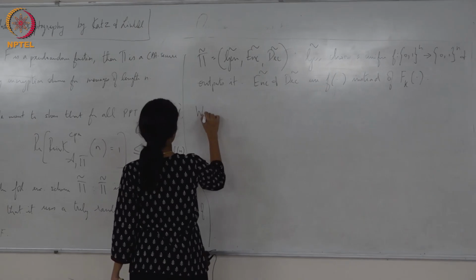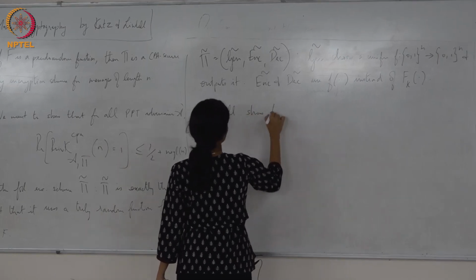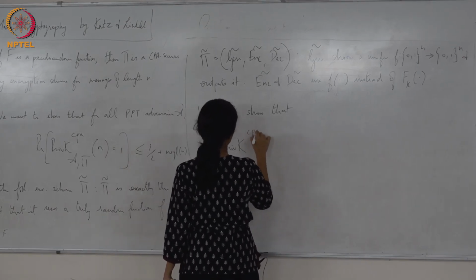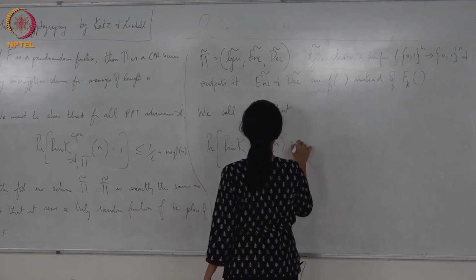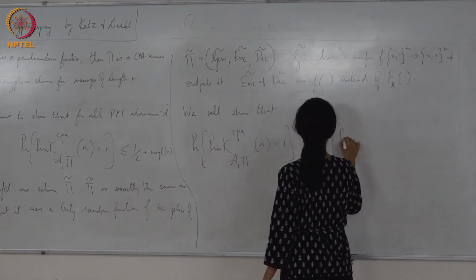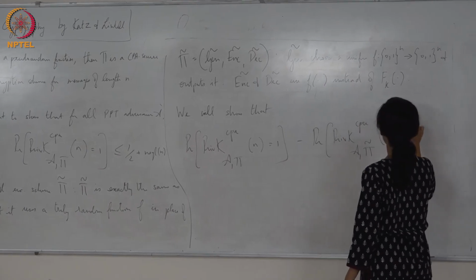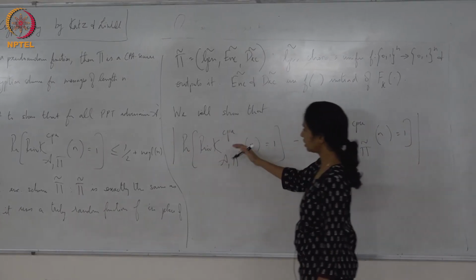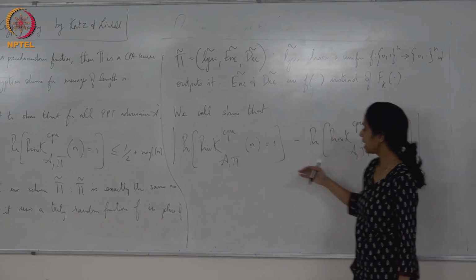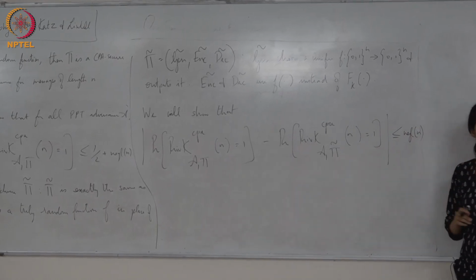Now we will show the following. As a first step, we will show that the probability that PrivK CPA of A comma pi of n equals 1, which is the goal that we had here, minus the probability that PrivK CPA of A comma pi tilde of n equals 1, the difference between these two probabilities, essentially the difference with which an adversary A succeeds against the experiment with pi and in the experiment with pi tilde, is at most some negligible function. Okay, so this is what we will show.